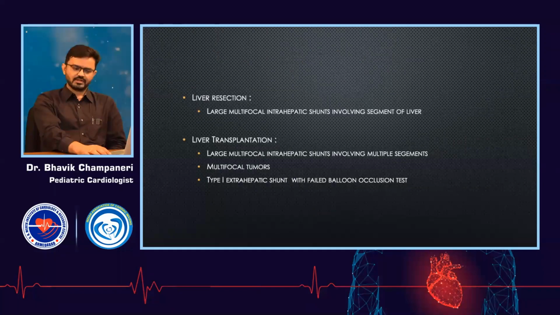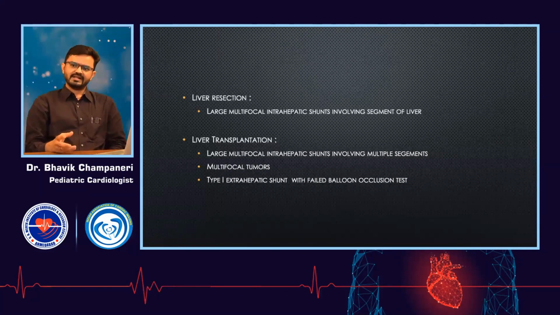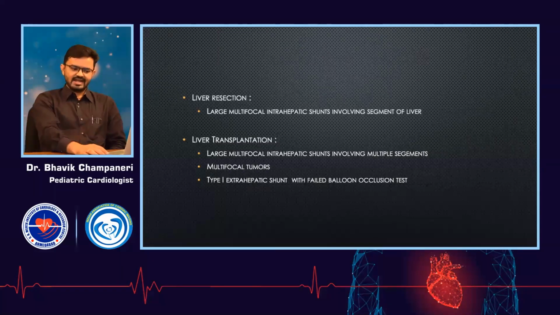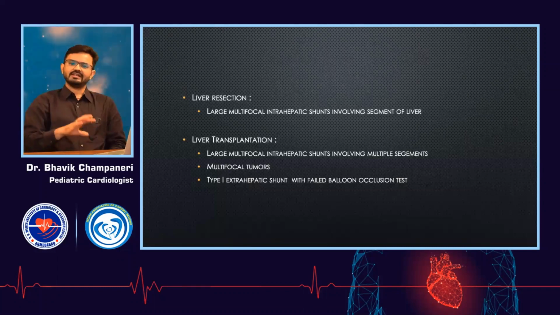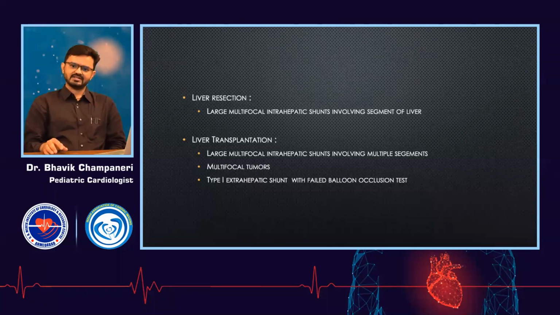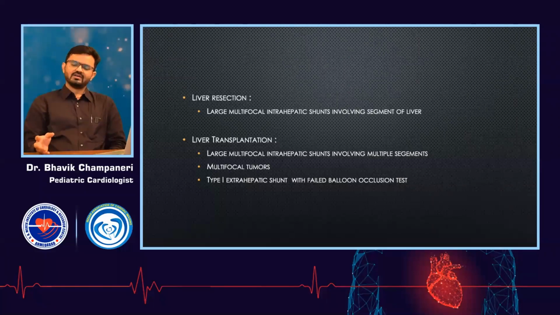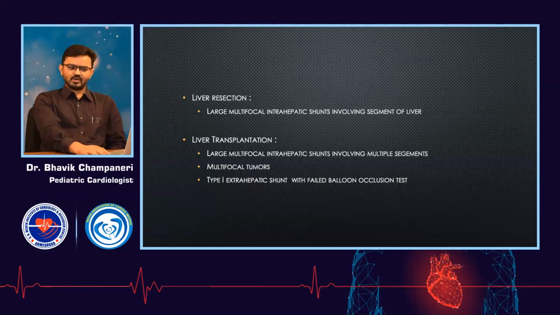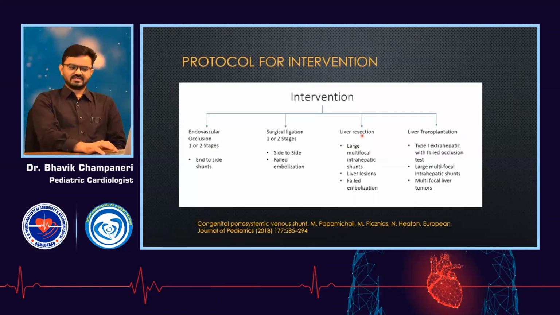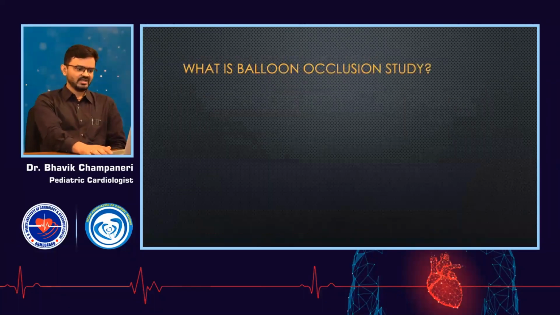Other surgical options include liver resection, which is needed when there are multifocal intrahepatic shunts involving particular segment of the liver, and liver transplant in those patients who have multiple segments affected because of intrahepatic shunts, or there are multiple nodules or tumors in the liver, or type 1 Abernethy malformations, which Dr. Megha was suggesting, where there are no intrahepatic portal capillaries or branches, and in which balloon occlusion study fails. And this is a protocol of intervention and various surgical as well as transcatheter options available for patients with congenital portosystemic shunt. So what is balloon occlusion study?